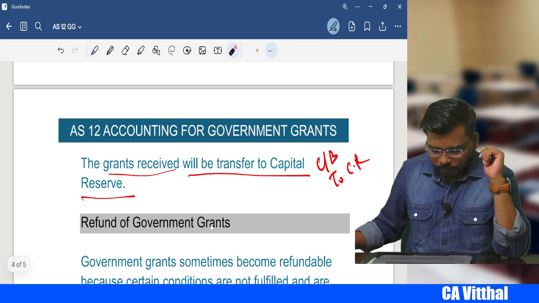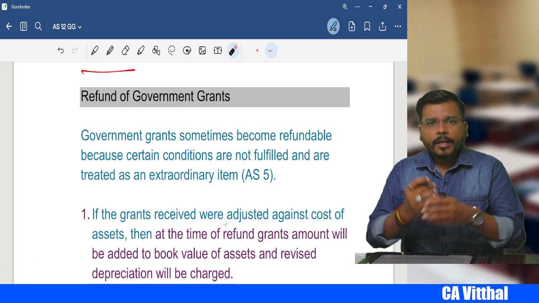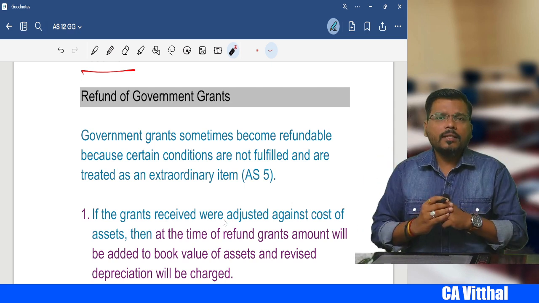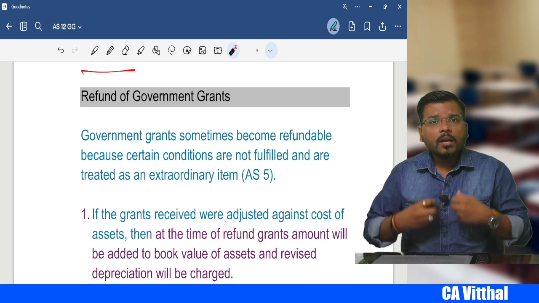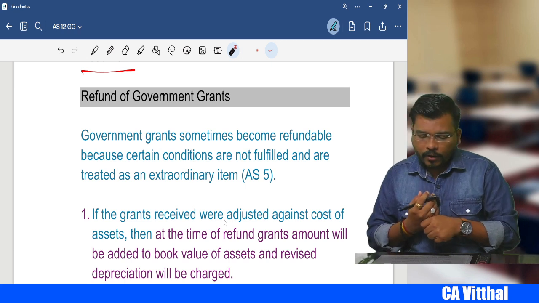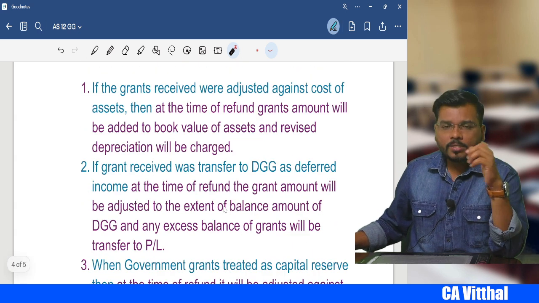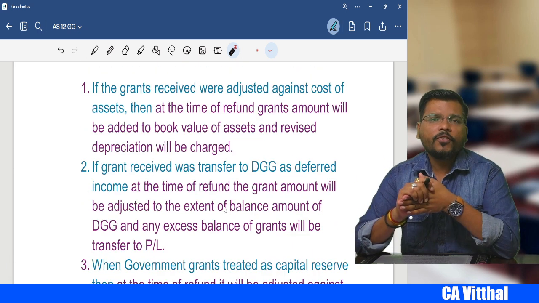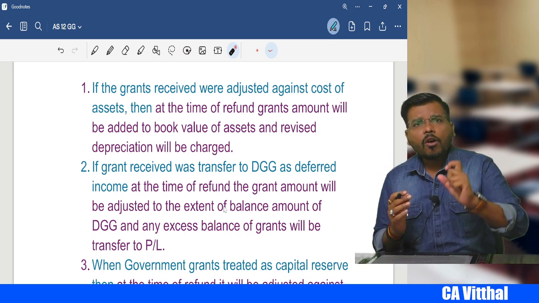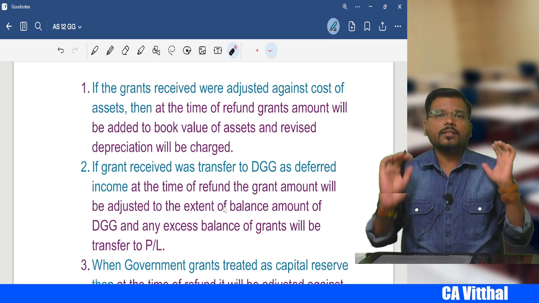Come to the next one. Now sir, we receive the government grant, right? And thereafter, if the company fails to comply with the condition, then what is the situation? If the company fails to comply with the condition, that time the government grant becomes refundable, and refund of government grant you have to deal with AS 5. You have to record it as an extraordinary item as per Accounting Standard 5, my dear student. Then what do we need to do? So what is the accounting treatment for refund of government grant? Whatever you did at the time of receiving the government grant, whatever entry you passed, that you have to reverse at the time of refund.